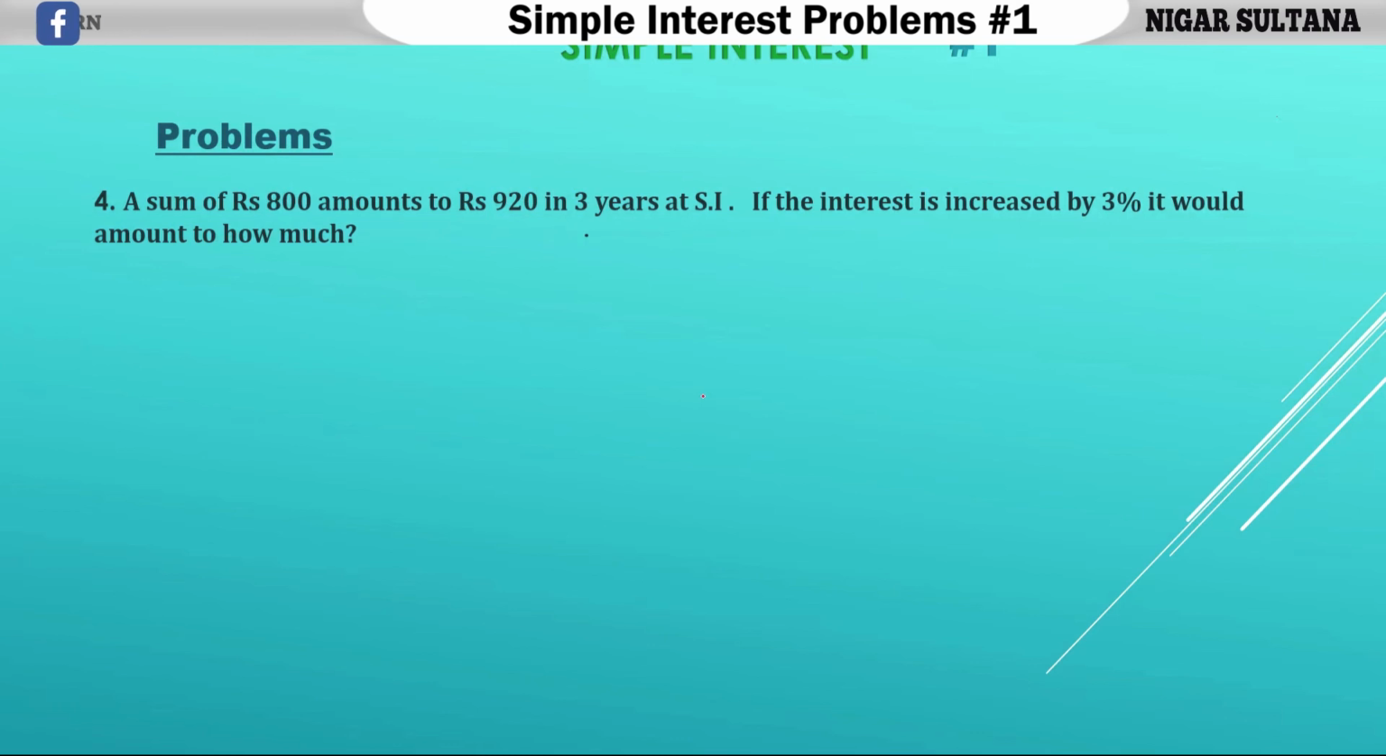Now let's move on to the next, last problem of this session. A sum of rupees 800 amounts to 920 in 3 years at simple interest. If the interest is increased by 3%, it would amount to how much? First, write down what is the data given. What is the value of sum? Sum is nothing but our principal, 800.